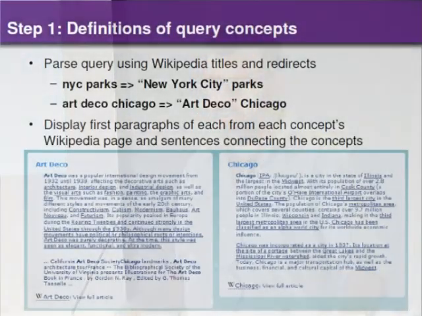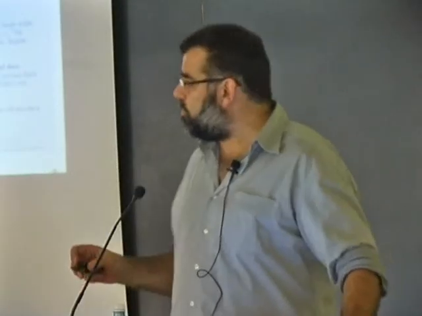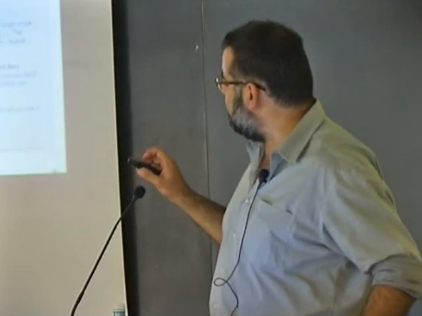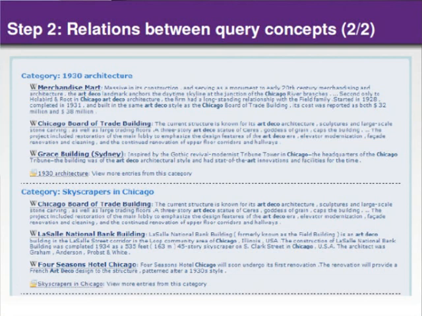I will expand that. Basically, you have to rank a list of sentences, then you have to aggregate on the entries, so rank a list of pages, and then you have to aggregate on the categories. So basically, you are doing aggregation hierarchically. And then you get, for example, for Art Deco Chicago, things like 1930 architecture or skyscrapers in Chicago.